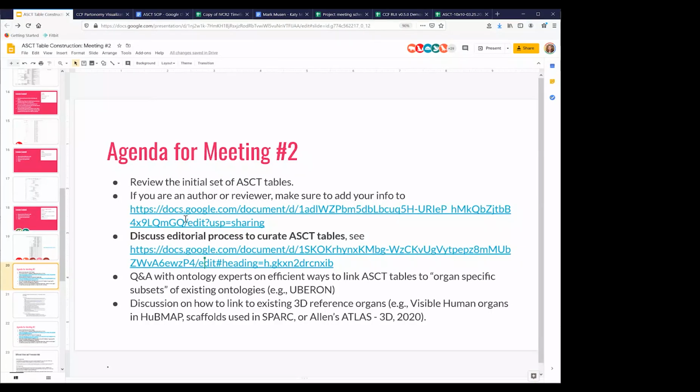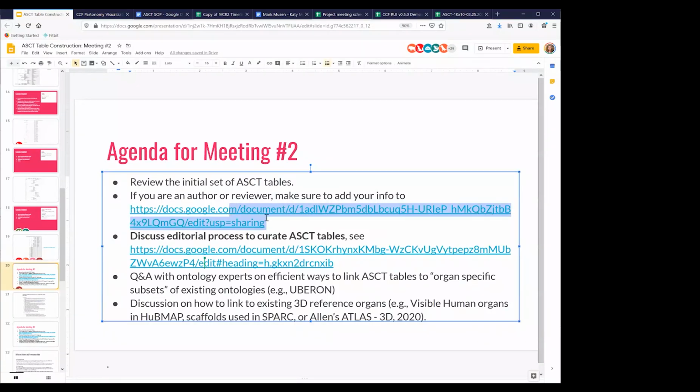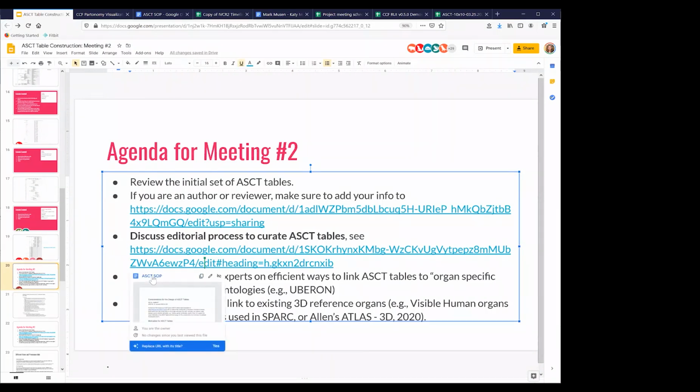One is that if you have authored or reviewed one of those tables, please do make sure to add your information into this document so that we know more about you. We can also reach you. We can acknowledge your contributions. And then we also have started to create a document for a more structured editorial process to curate those ASCT tables. And again, I don't see this as a one-time effort. I think this is an effort which will take us years to do together. It's a complex organism we are trying to map.